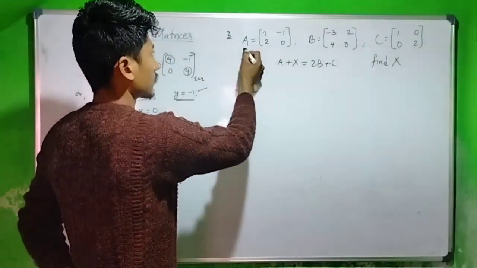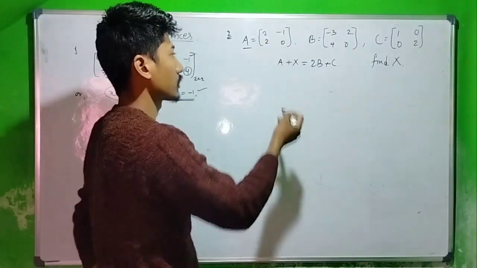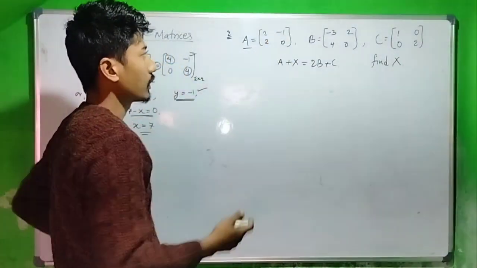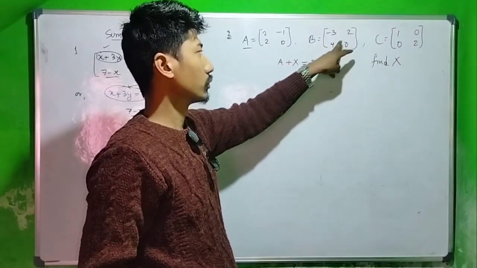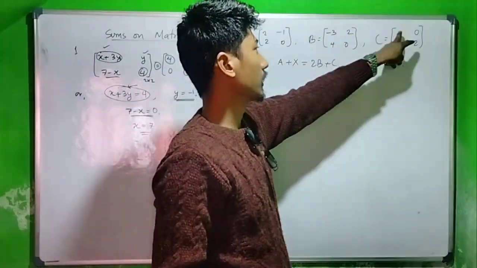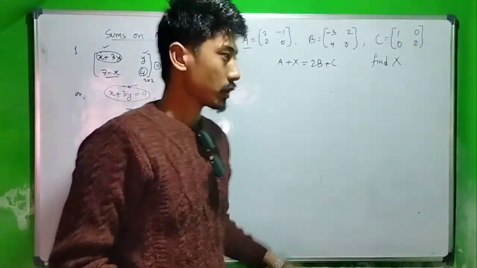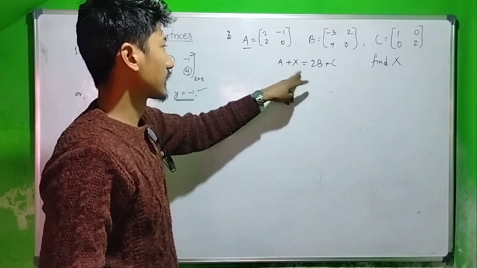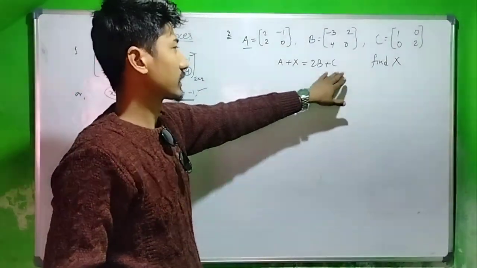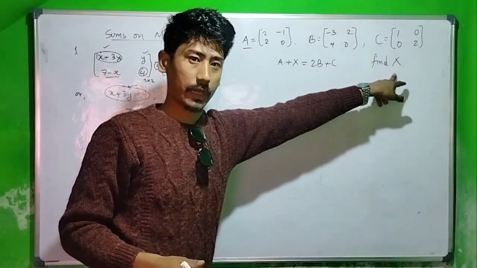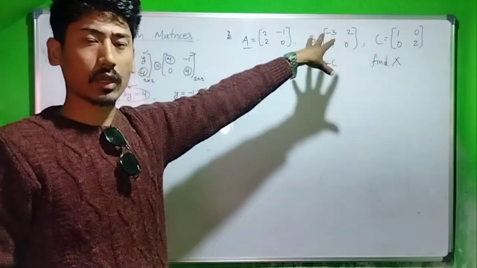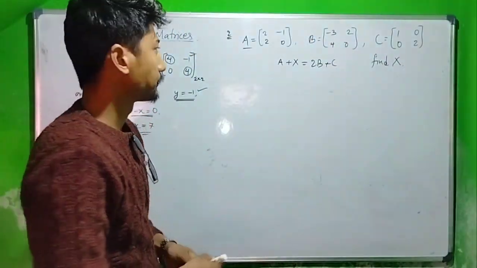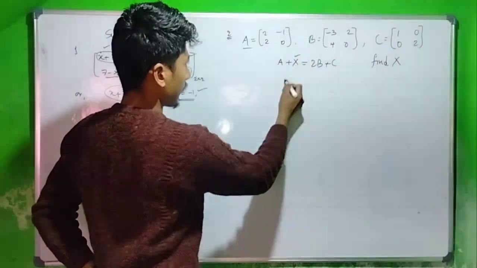So in the second part, matrix A is given as 2, minus 1, 2 and 0. Matrix B is minus 3, 2, 4 and 0. Matrix C is 1, 0, 0, 2. So the given equation is A plus X equals 2B plus C. We have to find the value of X. This type of question used to come frequently in the ICSE. Okay, let's find X.